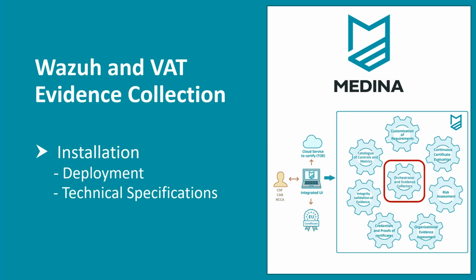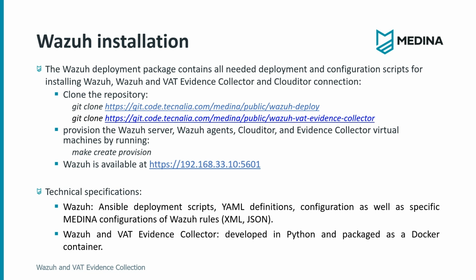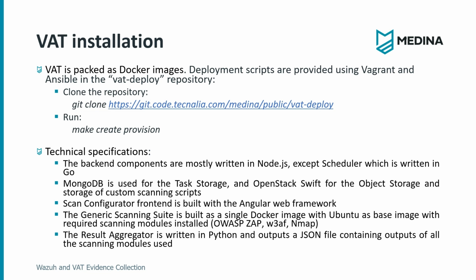Now let's talk about installation, deployment, and technical specifications. The Wazuh deployment package contains all needed deployment and configuration scripts for installing Wazuh, and VAT Evidence Collector and Cloudita connection. You can clone the repository and provision the Wazuh server, Wazuh agents, Cloudita, and Evidence Collector virtual machines. The technical specifications include Ansible deployment scripts, YAML definitions, as well as specific MEDINA configurations of Wazuh rules in XML and JSON.